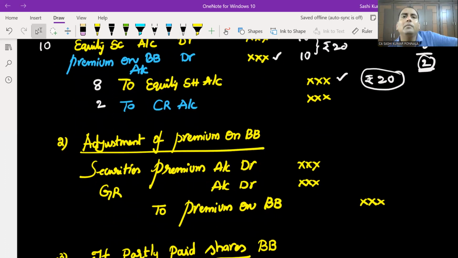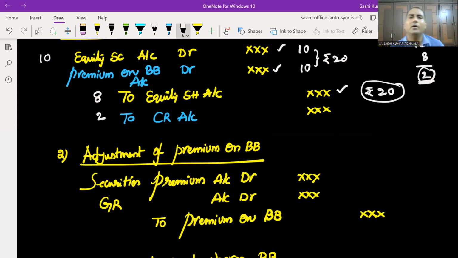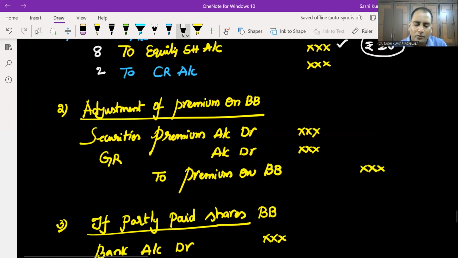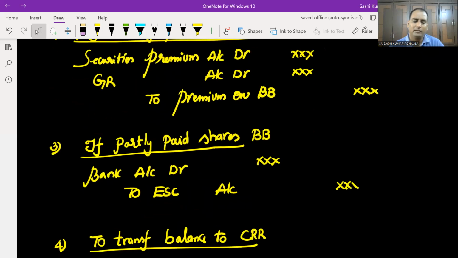Then I told you premium on buyback is a loss. First you have to cancel out this loss. For this purpose, we are availing the balance in the securities premium account. First priority goes to securities premium account, then goes to the free reserves, general reserve, P&L account, any other reserve. So securities premium account shows the debit balance. If you want to cancel this, credit this to premium on buyback. So this amount is written off against securities premium or general reserve. Therefore, accounting entry, securities premium account debit, general reserve debit to premium on buyback.